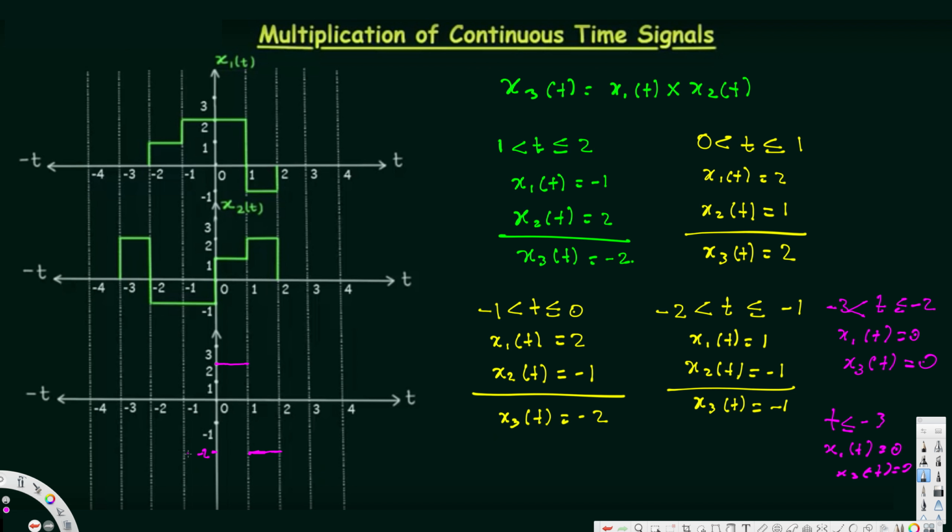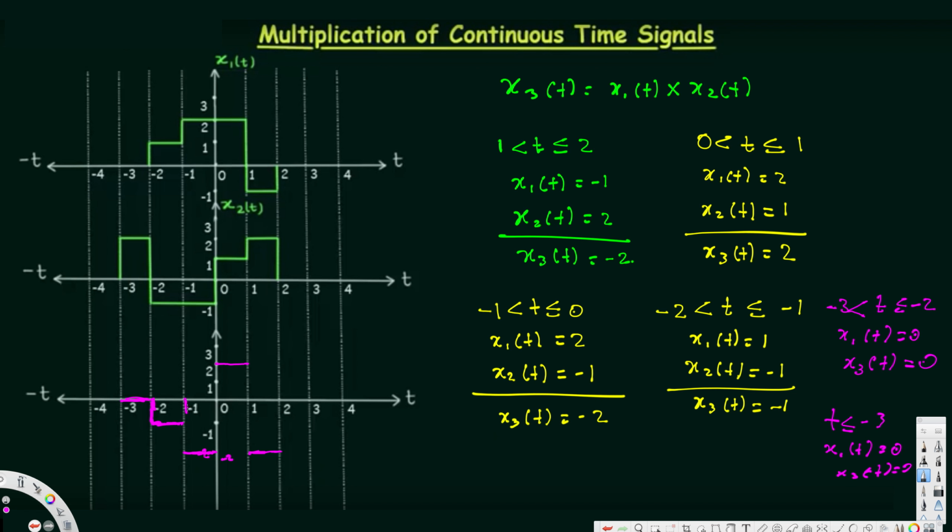-1 to 0 we have -2, and then -2 to -1 we have -1, and -3 to -2 we have 0, and -3 is just a point, right? So this is going to be our graph.